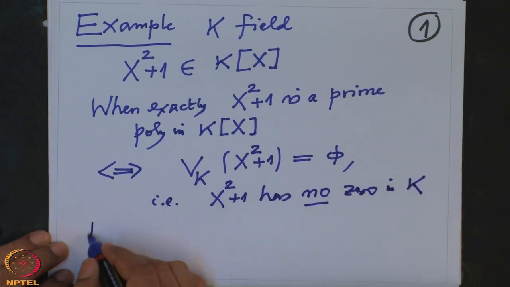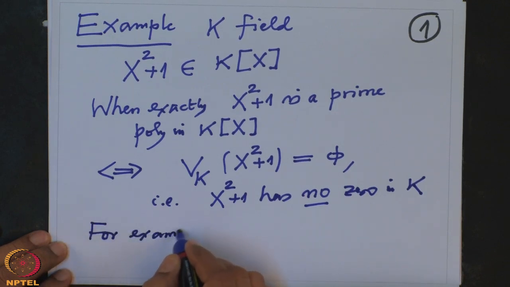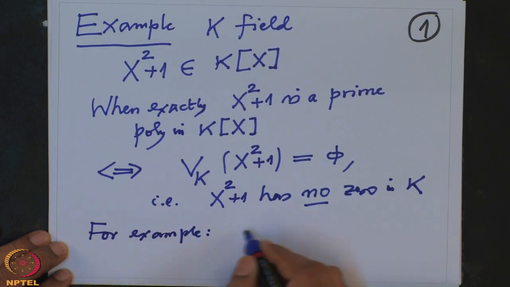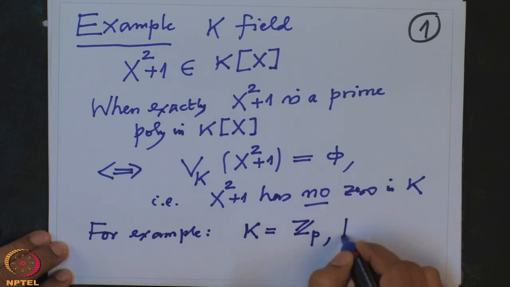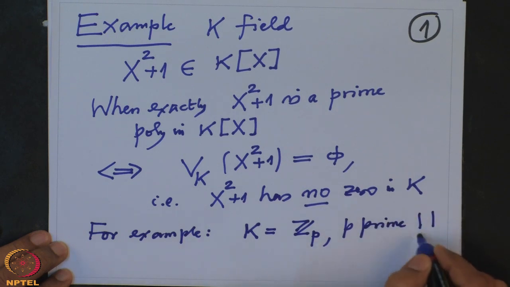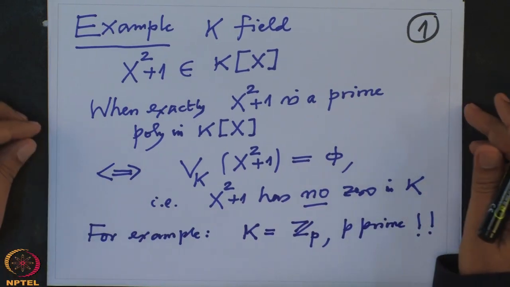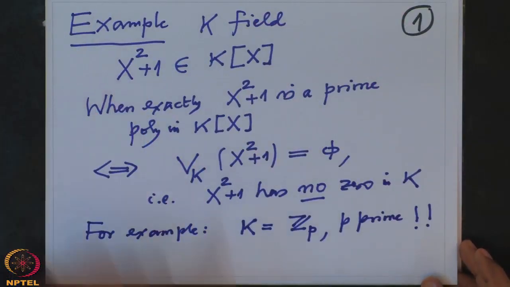For example, when we take the field k to be the finite field Z mod p, where p is prime, in this case we want to analyze. That will give us extensions of the field Z mod p of degree 2, because this is a degree 2 polynomial. We prove the following lemma.